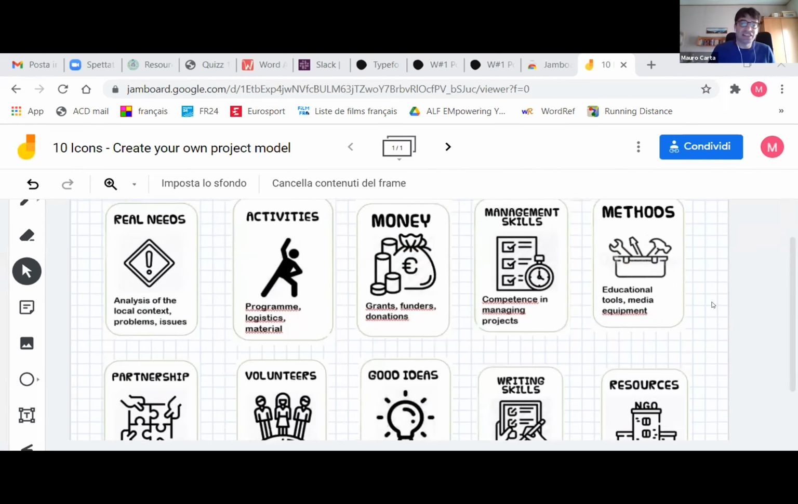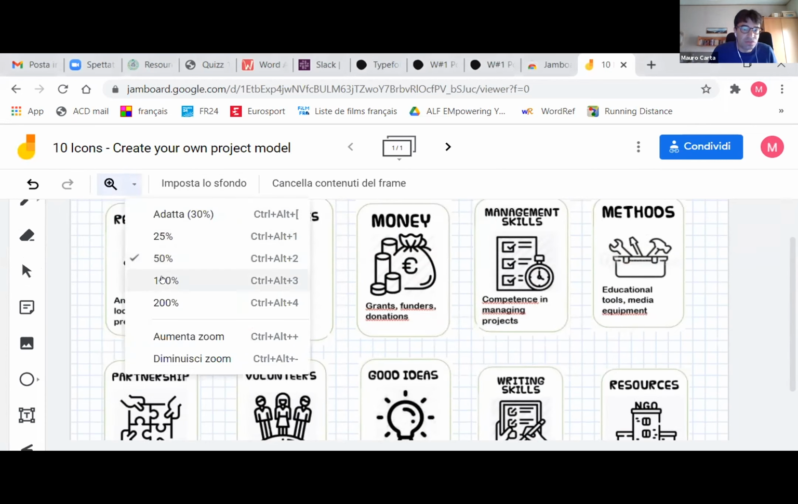You can see that these 10 icons represent all the elements that you can meet whenever you start designing a project. So all the elements that you should consider. We will just comment on them very quickly so that you will understand the meaning of each icon. Real needs, I will try to make a zoom.